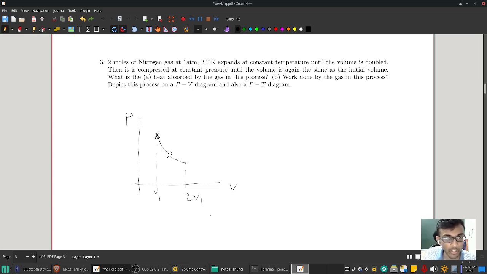And in the second step, it is compressed at constant pressure. So let's say this is P1, the initial pressure, which is 1 atmosphere. And since it's an isothermal process, the pressure finally after this step would be reduced to half because the volume expanded to double the initial volume. So this would become P1 by 2.